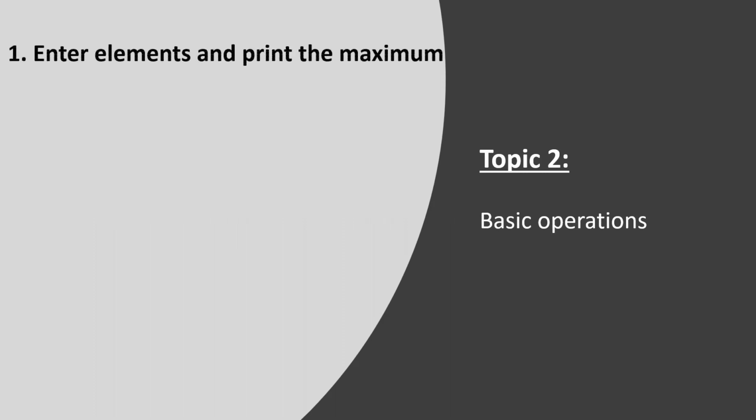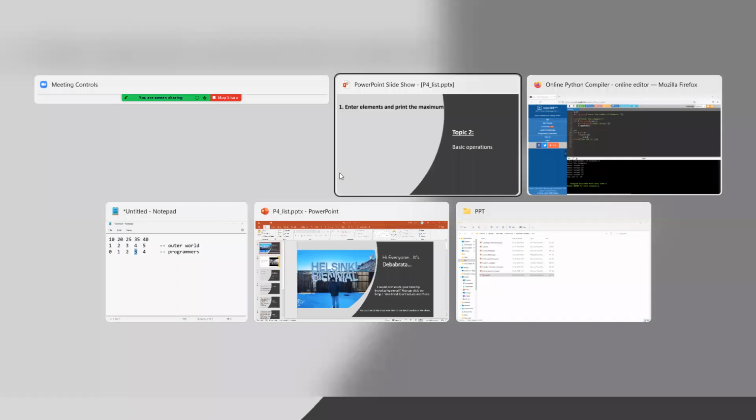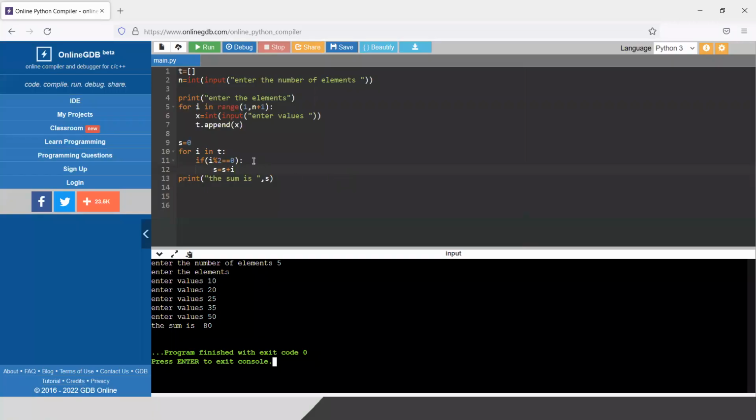Topic 2 is basic operations on elements. For basic operations, like if I ask you to enter elements and print the maximum, obviously it is the same as the for loop application program.